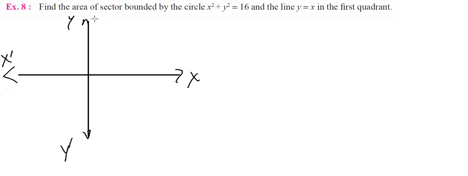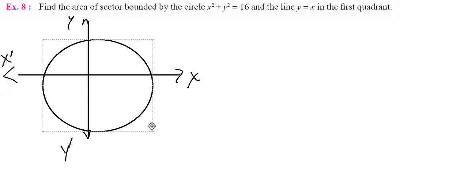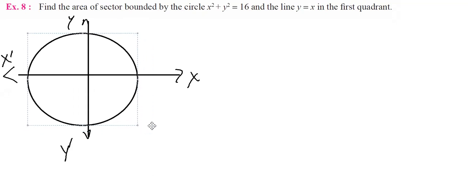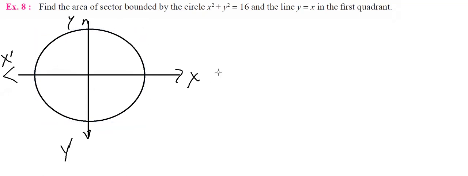And then you have the area of the sector bounded by the circle. So we have to draw the circle. Let's draw the circle. So this is the circle we have drawn. It says find the area of the sector bounded by this circle and the line y is equal to x. How will the line y is equal to x look? Slope is 1. So it will be like this. The equation of the line y is equal to x will be like this.